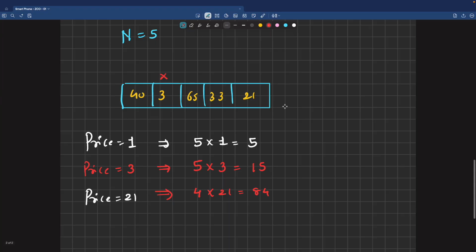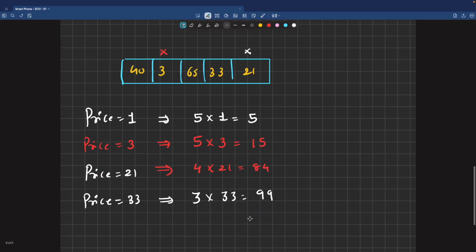Okay, now let's try increasing the price again. Let's make the price as 33. So if I make the price as 33 now, again 21 is the person who will not be able to afford it. So I'm left with 1 2 and 3 people. So 3 people buying at a price of 33 rupees will give me a revenue of 99.